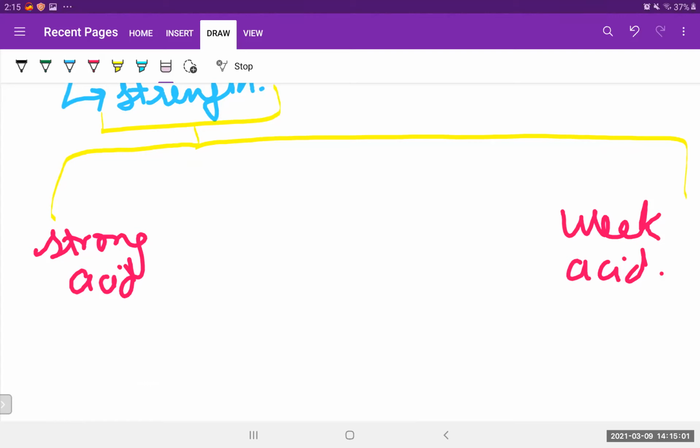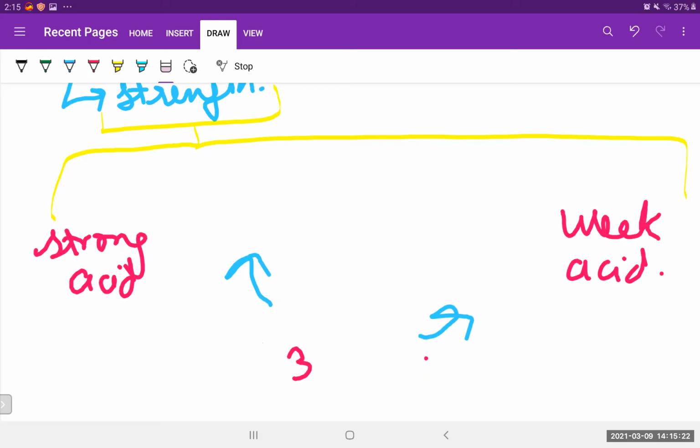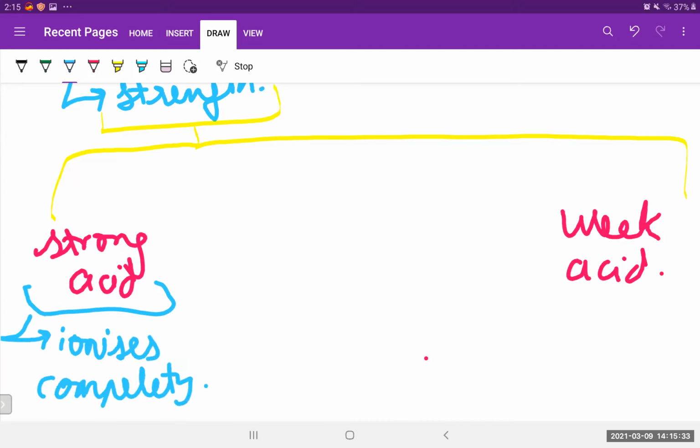But if I talk about another one, like CH3COOH, then what will happen? Only this hydrogen will be ionized and this will remain in a group, because it's tightly holding these. Understood? So that's the case. It's not ionizing completely. So this one ionizes completely, and this ionizes partially.